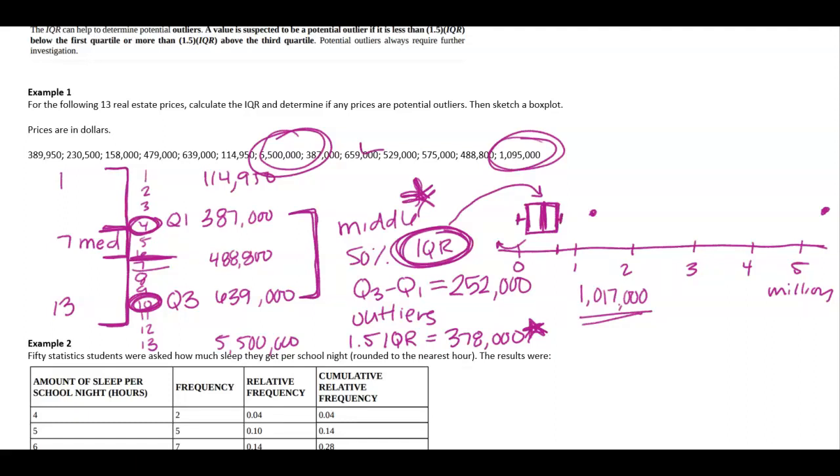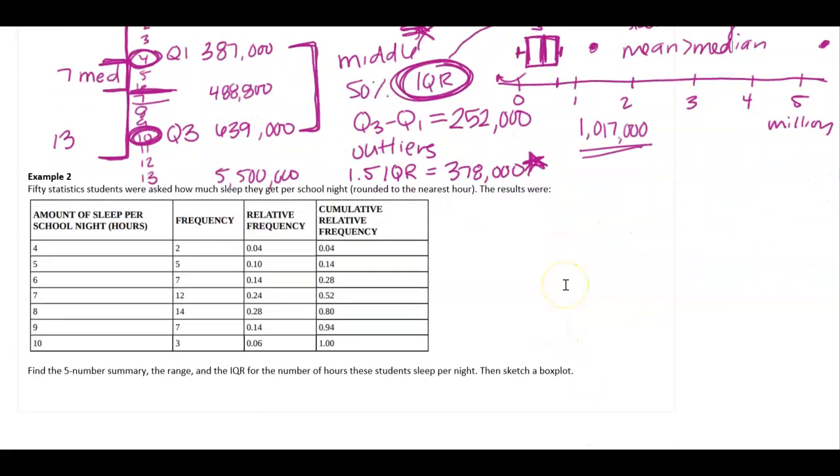Now, as far as shape and the mean, these two outliers, we're going to call this skewed right. And we know because of these two outliers, the mean is going to be greater than the median for sure. We can find that calculation if we want to. All right, let's look at another example.